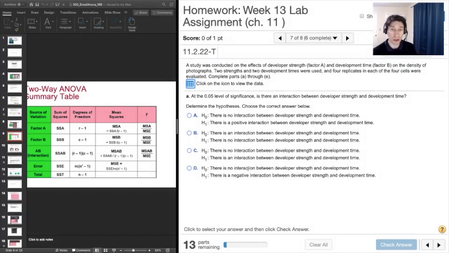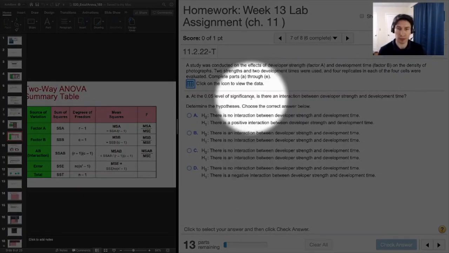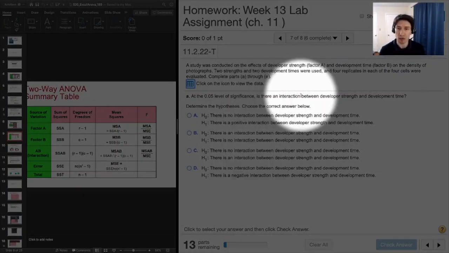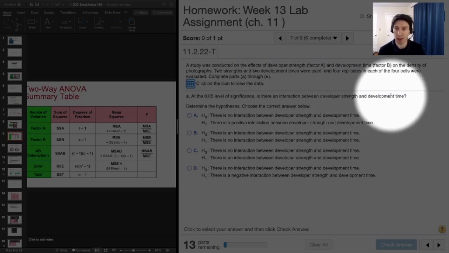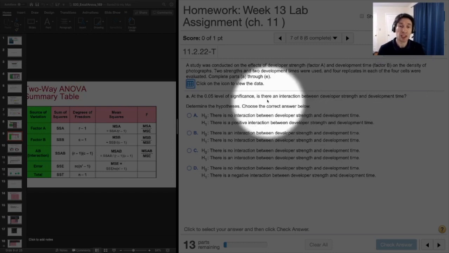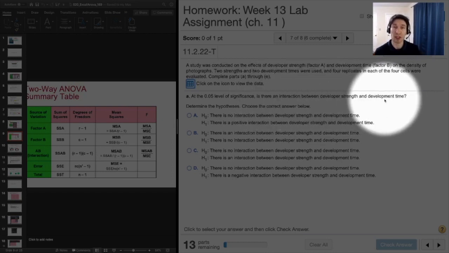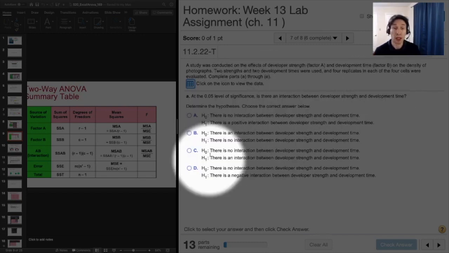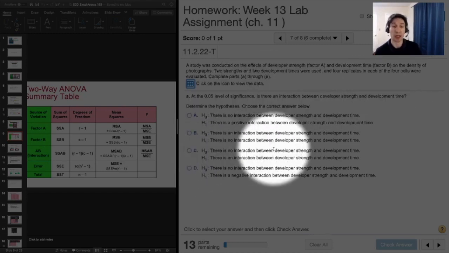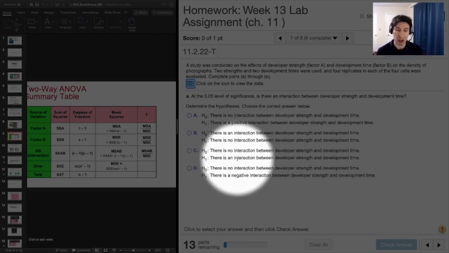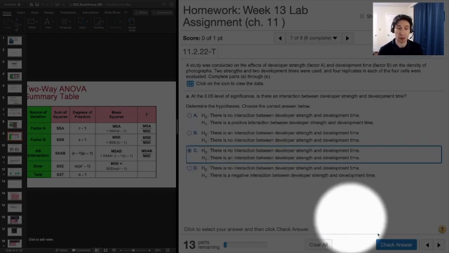First things first, what are the hypotheses? Well, the question is: is there an interaction between developer strength and developer time? Remember, the first question is always about the interaction. So since this is what we are trying to prove, this is going to be H1. H0 is going to be the opposite of that. So there is no interaction is our H0. And if we have enough data, if we have sufficient evidence, we reject that and prove that there is an interaction. So this is our C.